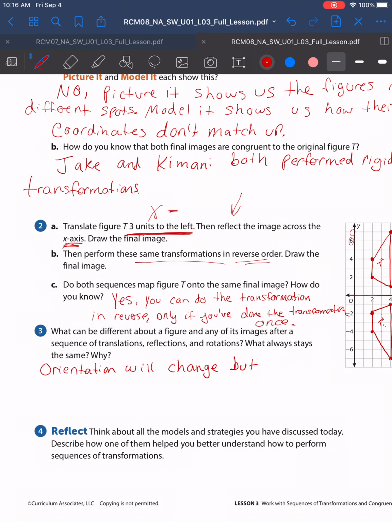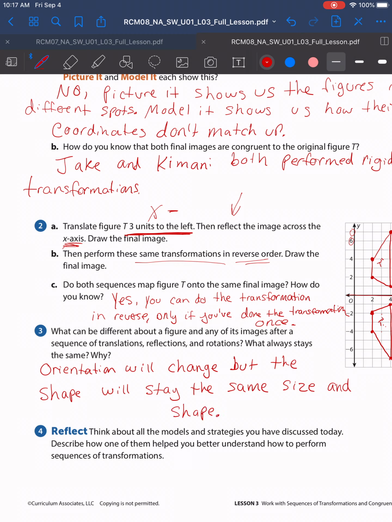But the shape will stay the same size and shape. I mean, it will stay the same shape, right? So that's why I'm going to put that.